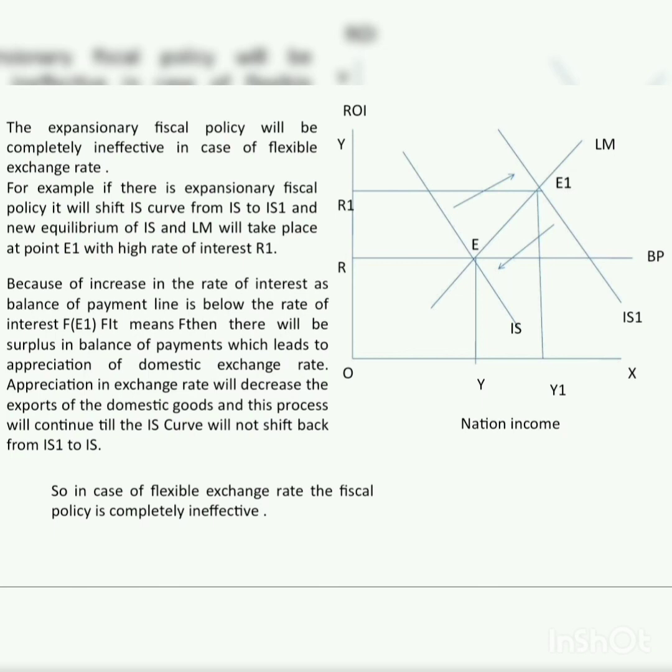Because of the increase in the rate of interest, as the balance of payment line is below the rate of interest at E1, it means there will be a surplus in the balance of payment, which leads to appreciation of the domestic exchange rate. Appreciation in the exchange rate will decrease the exports and increase the level of imports in the country. This process will continue until the IS curve shifts back from IS1 to IS. So, in the case of a flexible exchange rate, fiscal policy is completely ineffective.